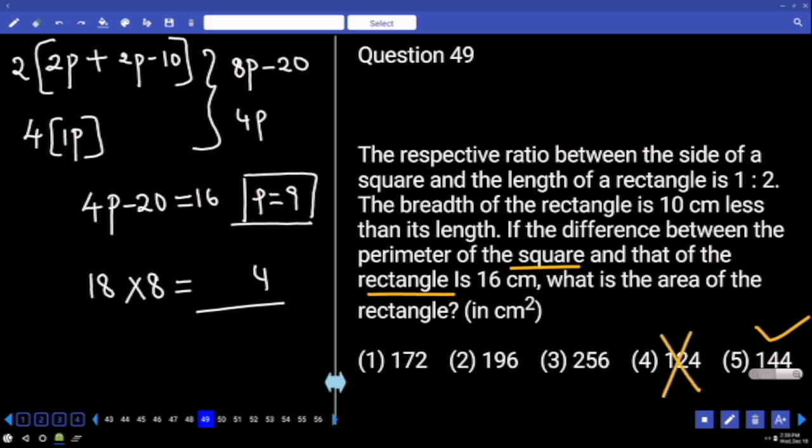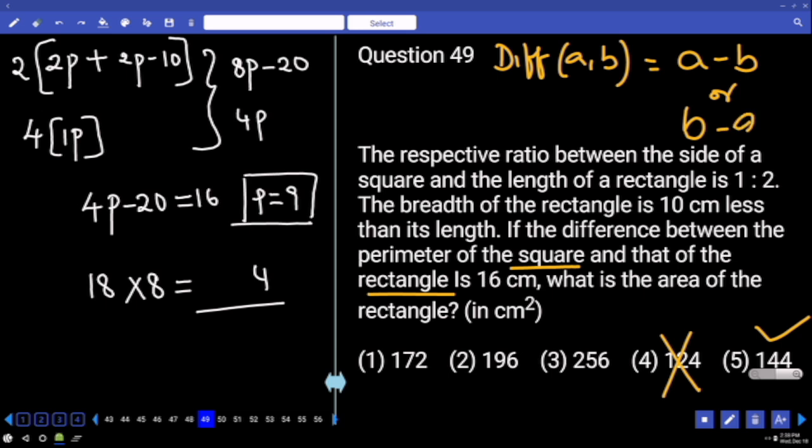This cannot be the one. Difference of A comma B, meaning it may be A minus B or it can be B minus A also. This is the point you should learn here. Clear?